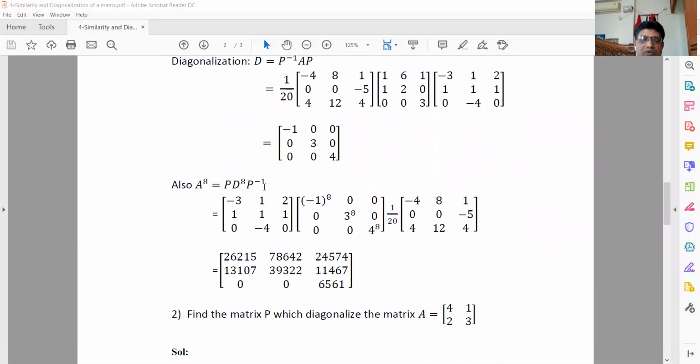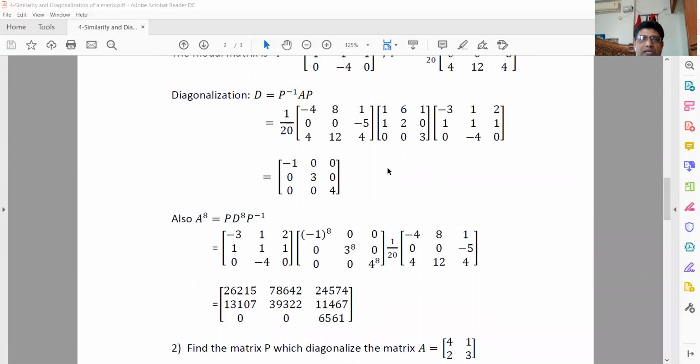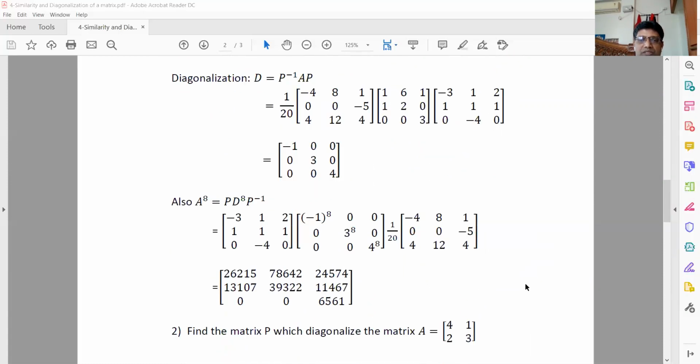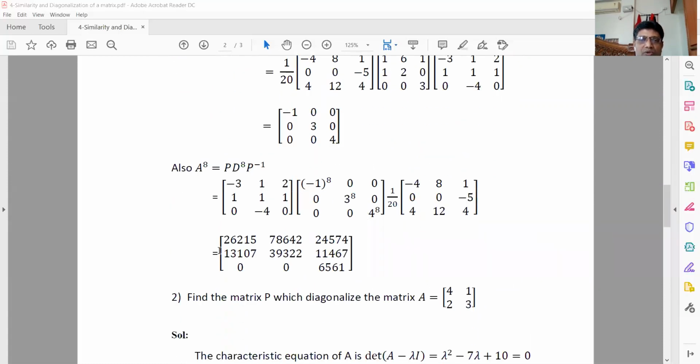What is A power 8 according to the formula? P D power 8 P inverse. P is the modal matrix, minus 3, 1, 2, this one I substituted. D is the diagonal matrix. I want to calculate D power 8, so simply I have to raise the powers to 8: minus 1 power 8, 3 power 8, 4 power 8. And P inverse is this one. After the simplification with a calculator, I got this big matrix, A power 8.